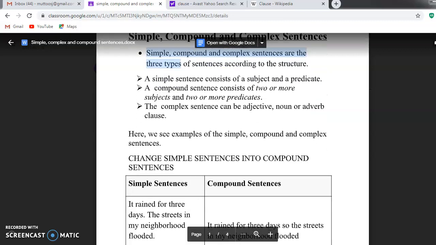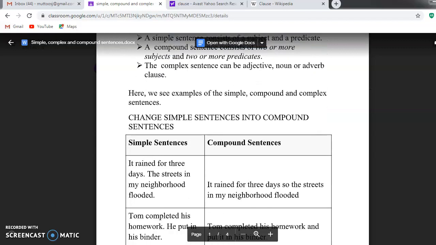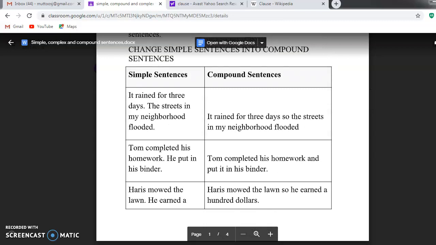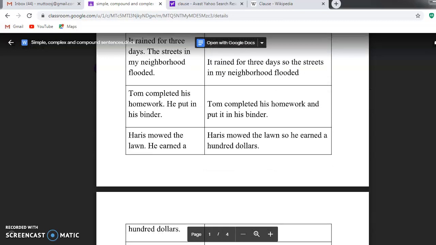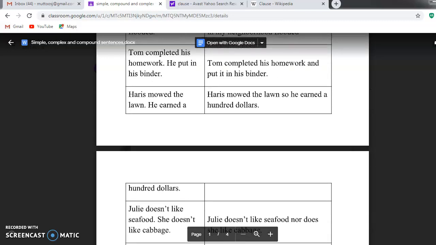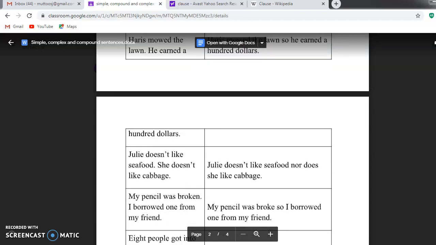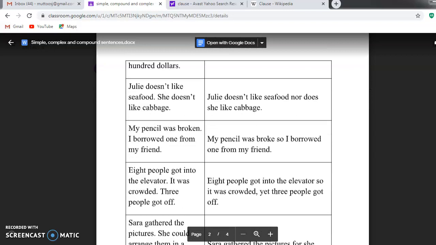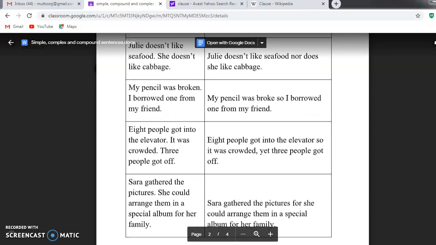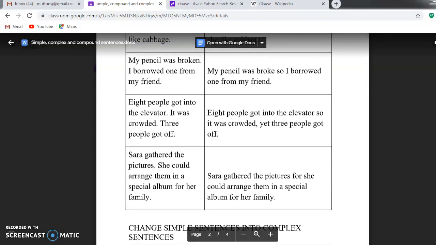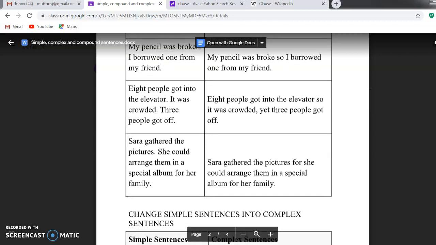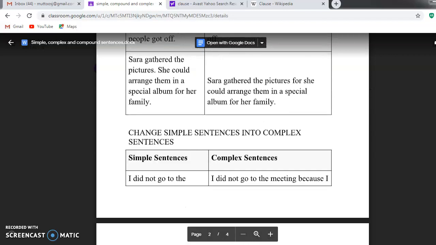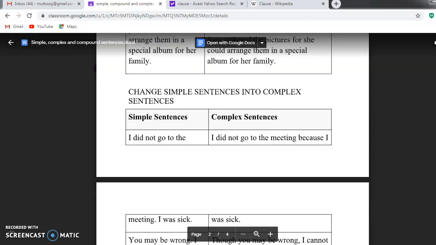Here there are examples. Please go through how you can convert the simple sentences to compound sentences. This is very important in IELTS writing. Compound sentences and complex sentences give you more marks than the simple sentences.